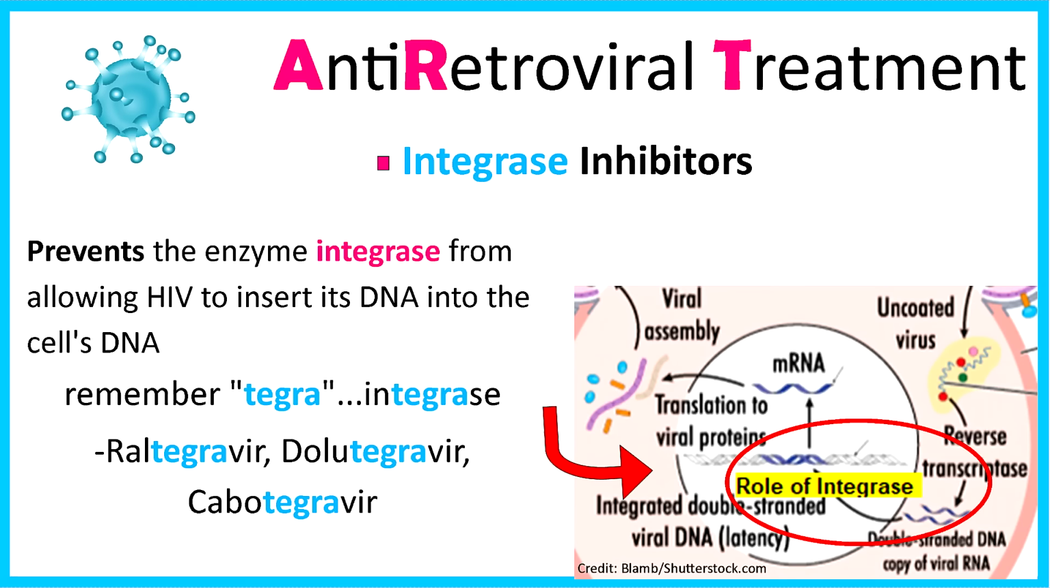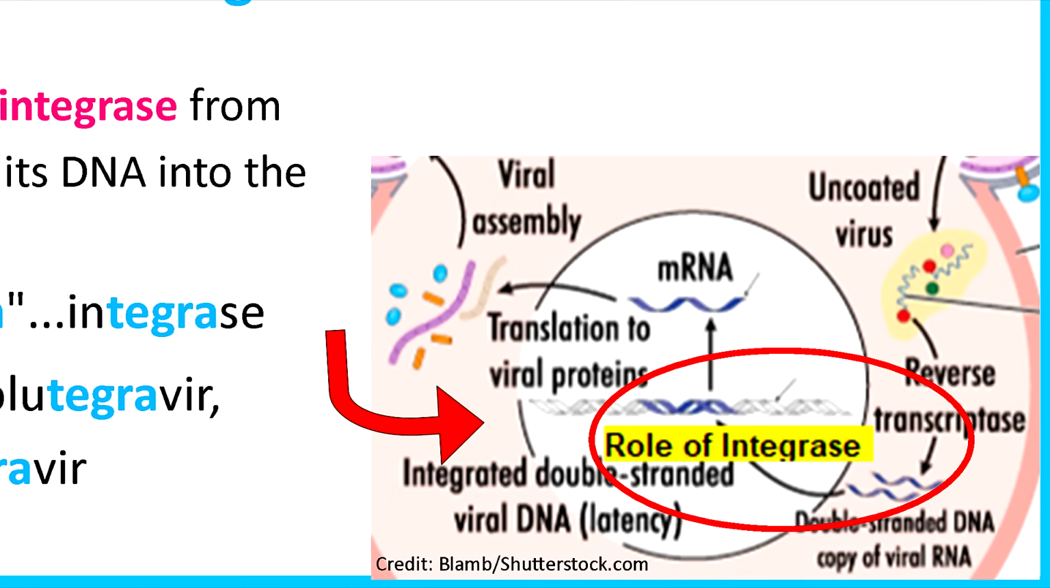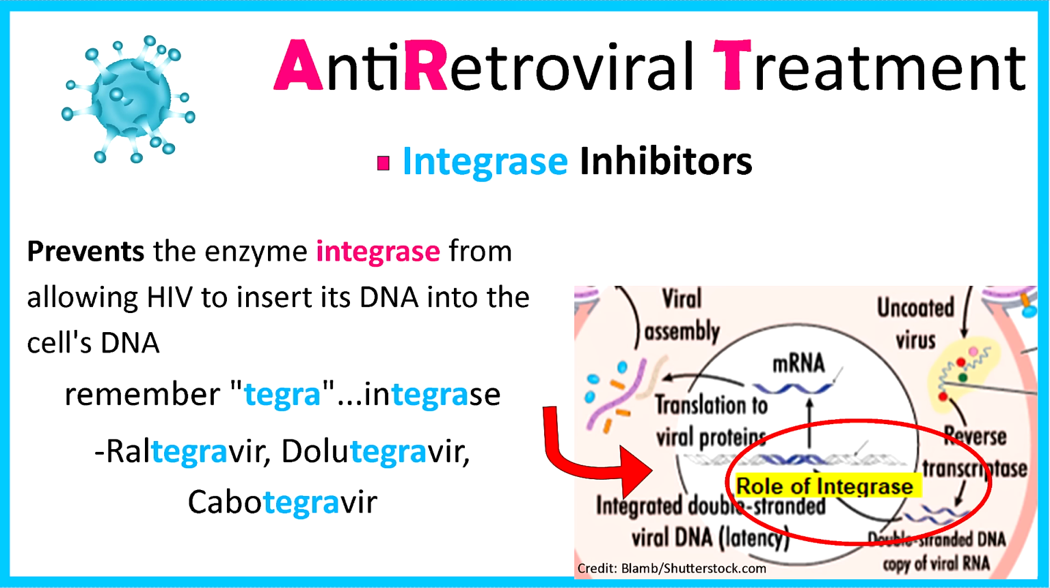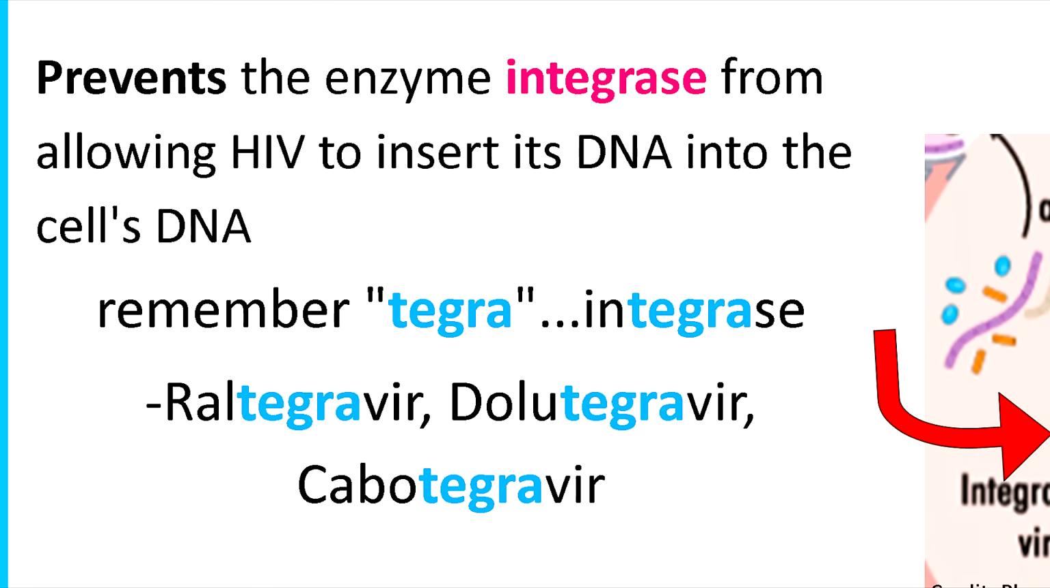Then we have the class of integrase inhibitors, and just as their name says, they're going to inhibit the enzyme integrase from doing its role. And remember, what did integrase do? It allowed the viral DNA to integrate itself with the cell's DNA so it could take over that cell. So we're going to prevent that from happening, and it won't be able to insert itself. Now, to help you remember this class of drugs, remember the TEGRA in integrase, and their medication names have that in the middle of it. And one example, you've heard it before, is raltegravir.